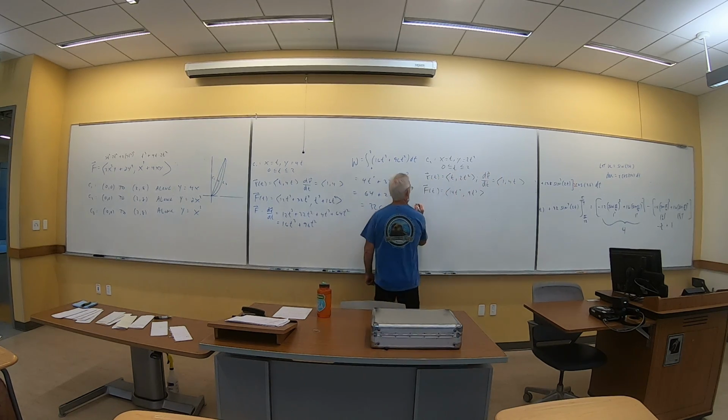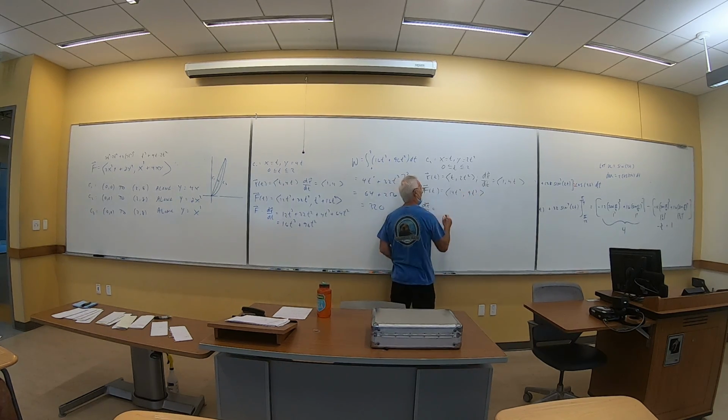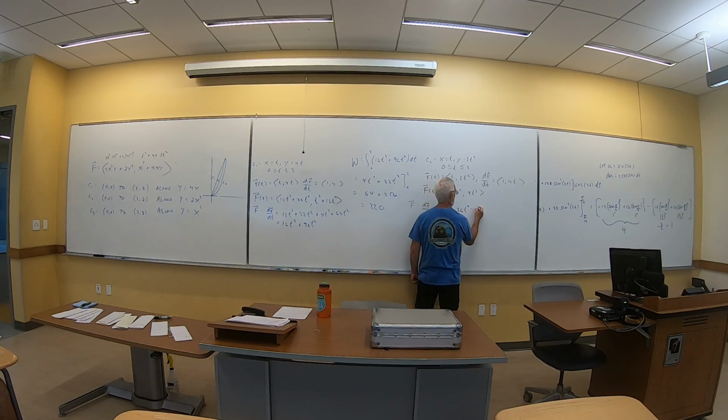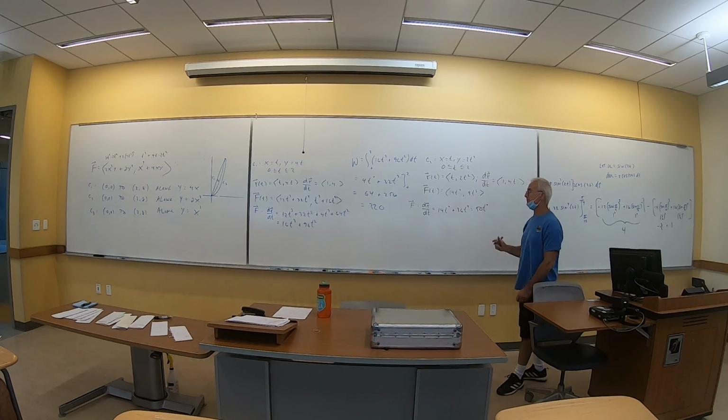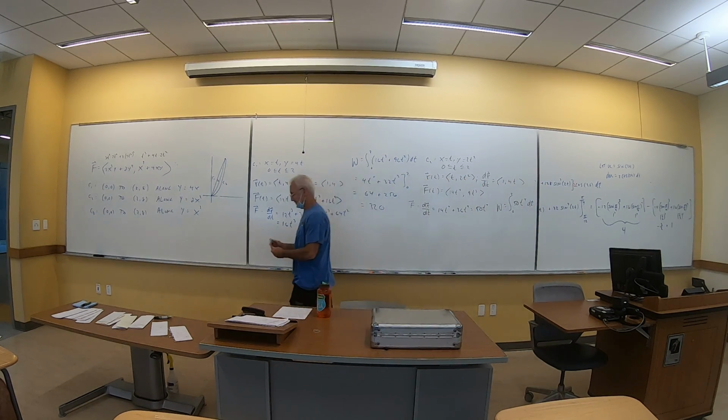Okay, so what is f dotted with dr/dt? That's going to be 14t to the 4th plus 36t to the 4th, which is 50t to the 4th. Very nice. Okay, so far so good? So my work is going to be the integral from 0 to 2 of 50t to the 4th dt. Wow, that is a friendly integration.